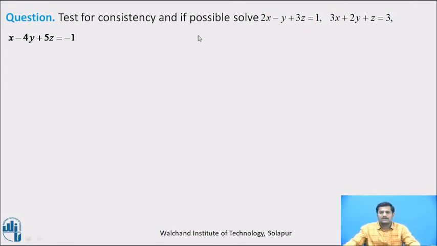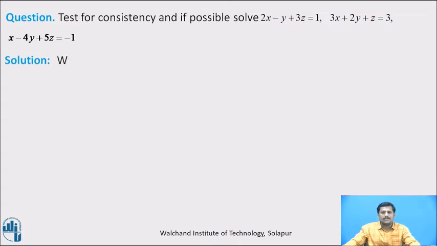Test for consistency and if possible, solve 2x minus y plus 3z equal to 1, 3x plus 2y plus z equal to 3, x plus 4y plus 5z equal to minus 1. This is the given system and we have to test this system for consistency. If the system is consistent, then we have to find out its solution.